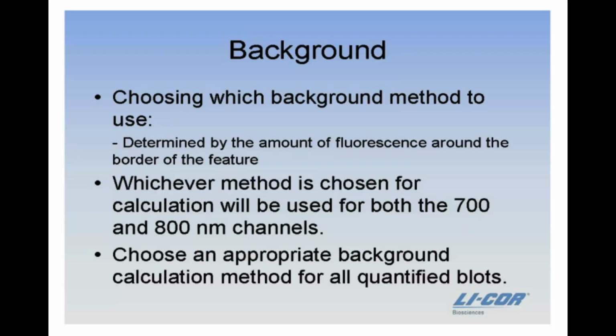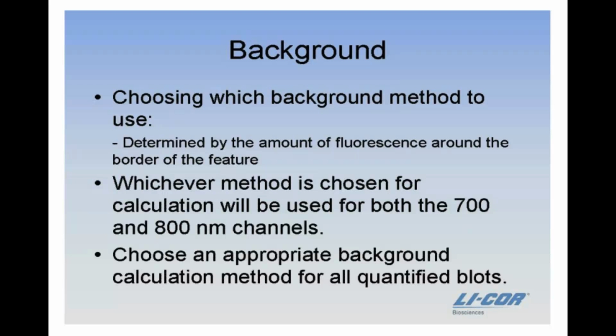When choosing which background method is most appropriate for a blot, make a decision based on the amount of fluorescence around the border of the features drawn. If the pixels just outside the feature are dark background pixels, then all boundaries will produce good results. However, if there are bands that are vertically or horizontally close together, it is best not to use the top-bottom or left-right segments respectively in the background calculation.